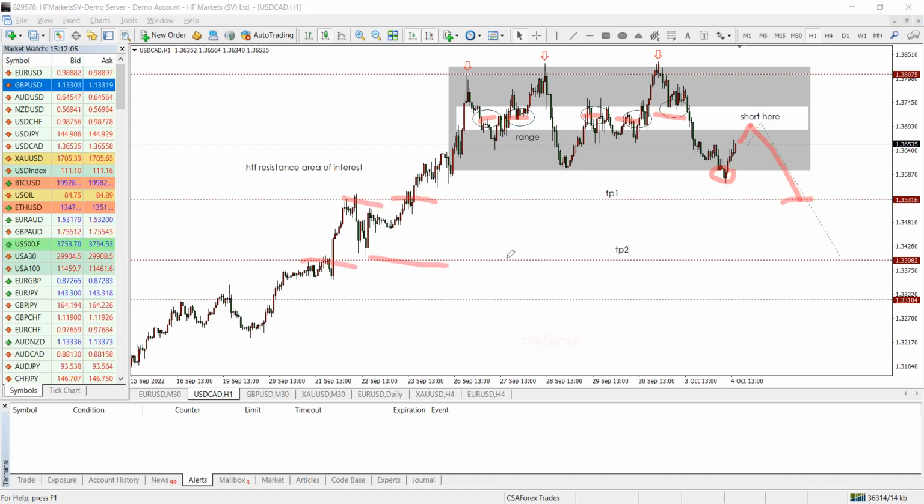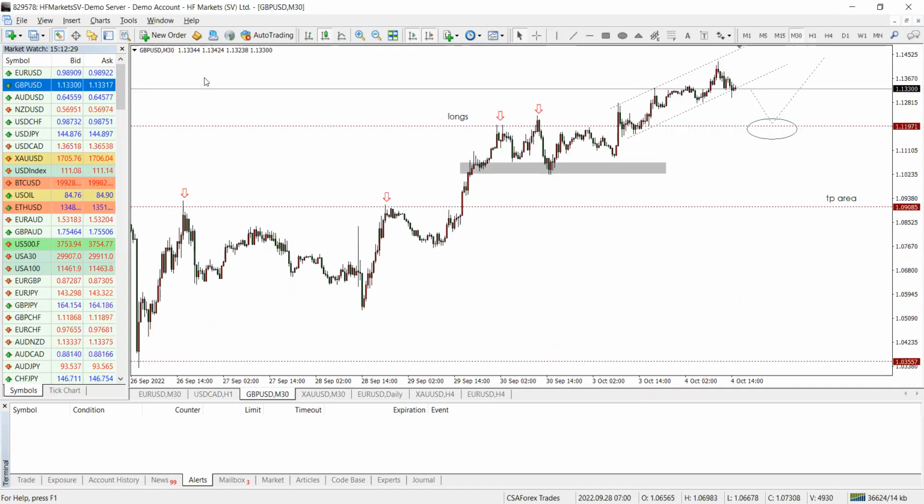Also here would be good areas of interest for final take profit, assuming it gets to TP1 and then TP2 and then maybe TP3. It depends. So this has a lot of potentials. This is the Loonie, the dollar CAD. There are a lot of potentials here on a short. And of course, the stop loss will be above that area of interest. But don't forget to wait for your trigger.